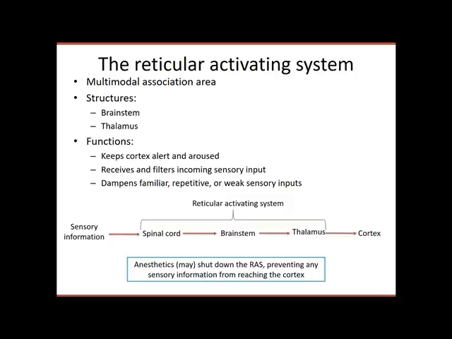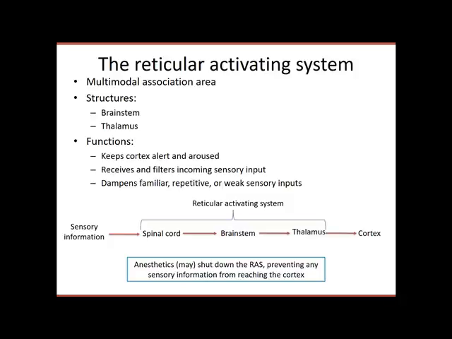Alright. So our last major system, our last major region of the brain that we're going to look at right now is the reticular activating system. This is a multimodal association area. So this brings in a lot of different brain structures, mostly to do one thing. It keeps your cortex alert and aroused. When we say aroused, we don't mean sexually aroused, we mean awake.